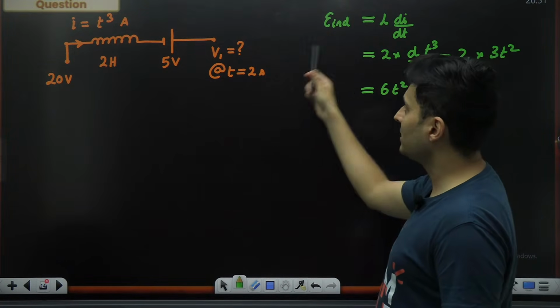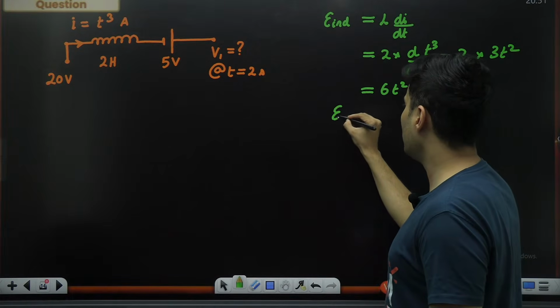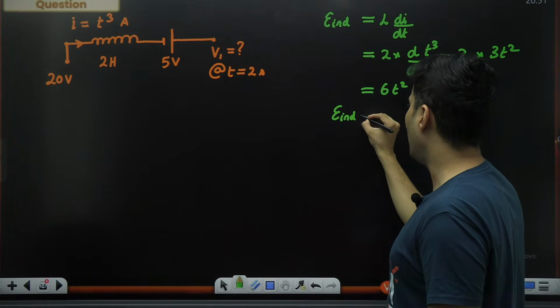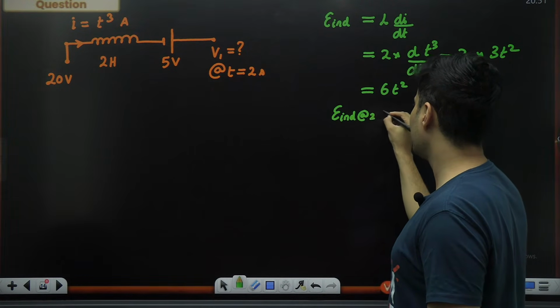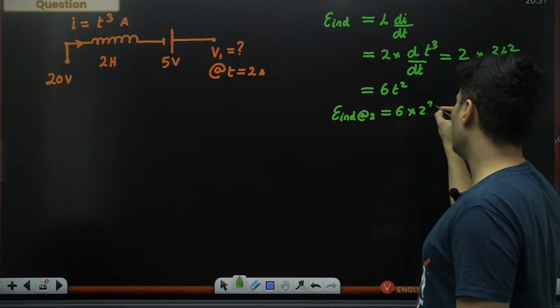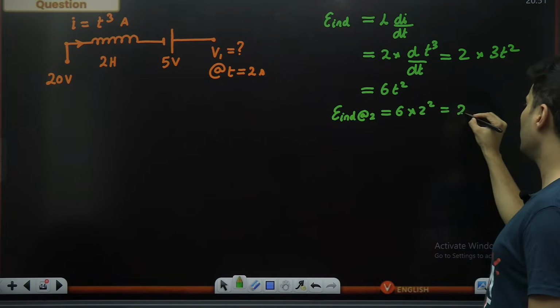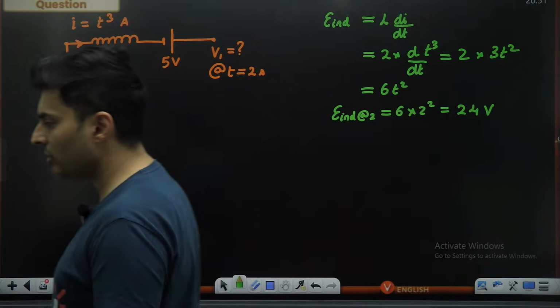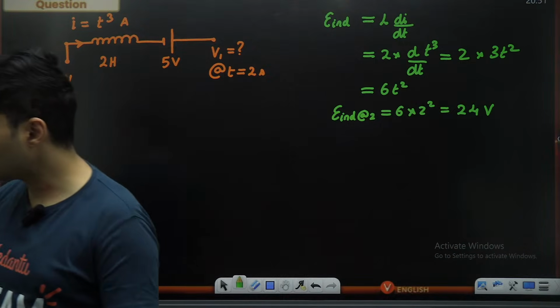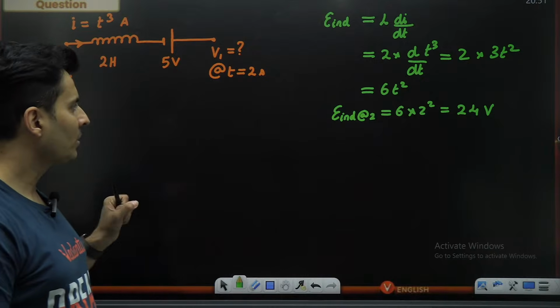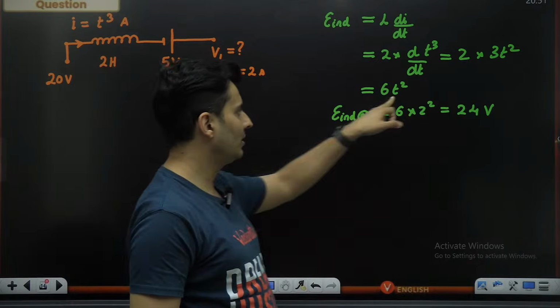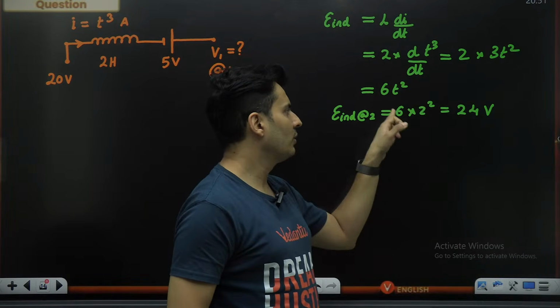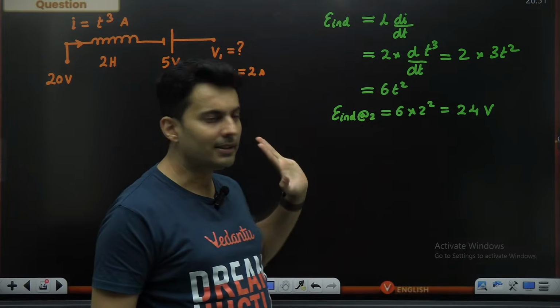But the question is at 2 seconds. So the EMF induced at 2 seconds will be 6 multiplied by 2 square. 2 square is 4. 4 6 is 24. So 24 volts. See if this is okay, everybody, till this point. I just substituted the value of the time over here, which is 2 seconds, because that is what the question demands. 2 square is 4. 4 6 is 24. Okay, just simple derivative.